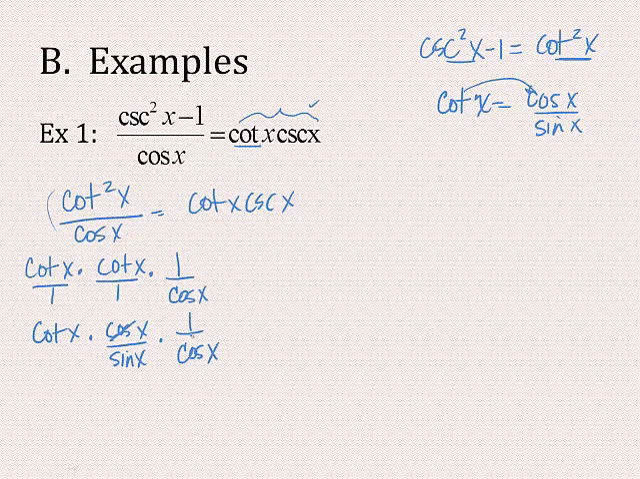Notice that these two cancel out. And if I multiply the parts that are left together, I have 1 over sine x, right? If you look on your card, what is 1 over sine x? So 1 over sine x is cosecant x, all right? So cotangent x times cosecant x. And that is what I wanted.